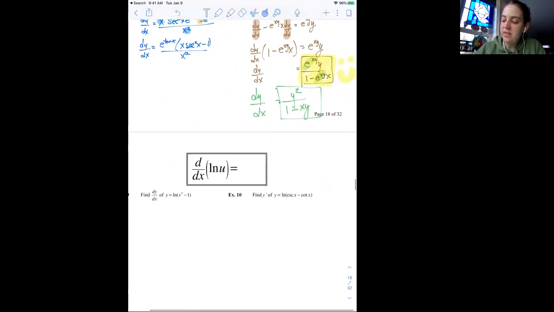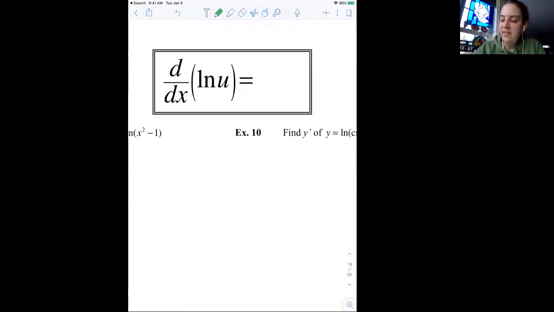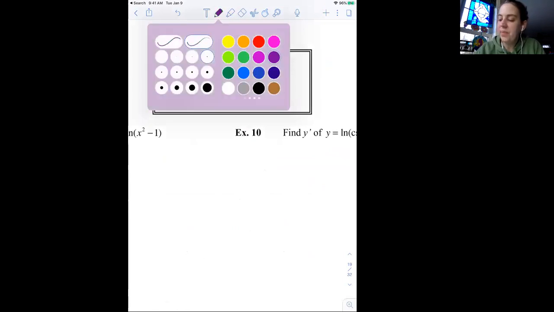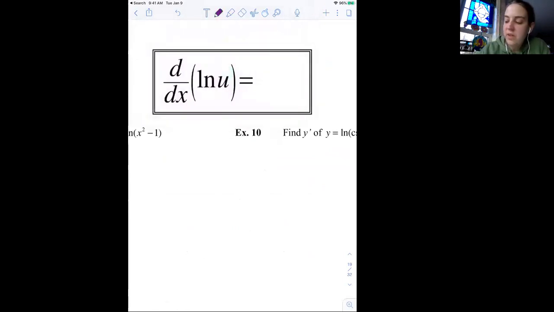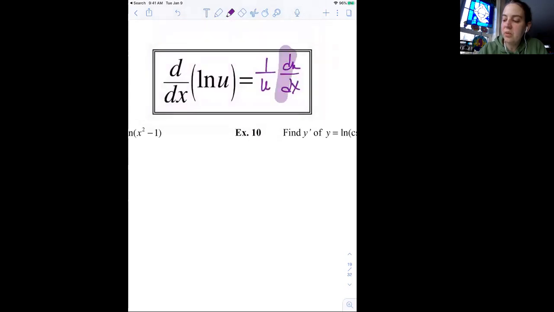Natural log of u. This is another good one. These are probably my favorite derivatives. Can you have favorite derivatives? That's a pretty nerdy thing to say, favorite derivatives. So, natural log of u, the derivative is 1 over u du/dx. These all have that chain rule built in. That's the cool thing about the du/dx on the end. And that's the chain rule right there, built in.